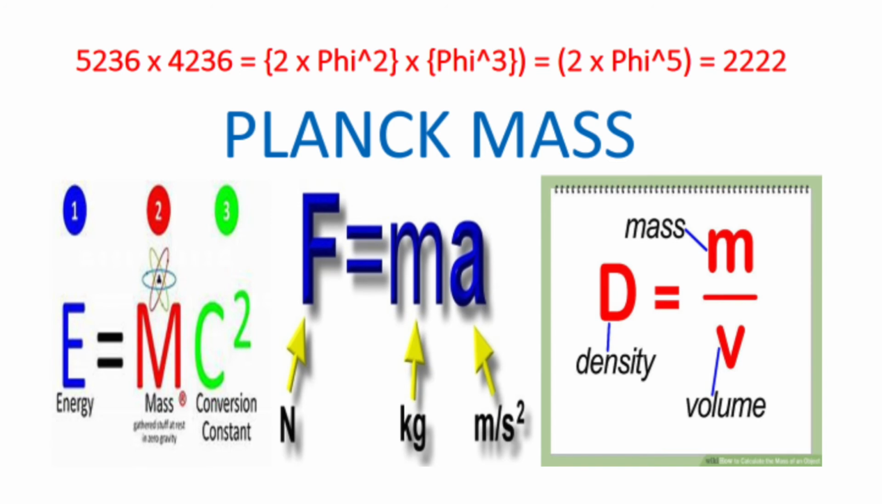But more importantly, mass can be derived from its most fundamental representation as being the product of density times volume at the quantum scale, which amazingly can be alternately expressed with the exclusive use of the phi ratio, or 5236 times 4236 equals 2 times phi squared times phi cubed, or 2 times phi to the 5th equals 2222.